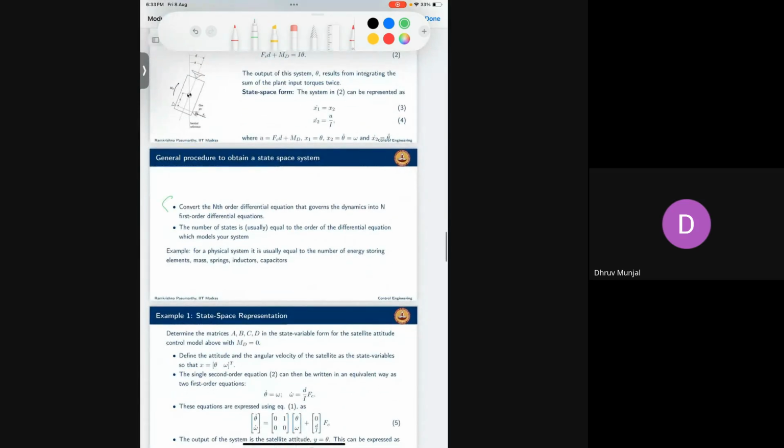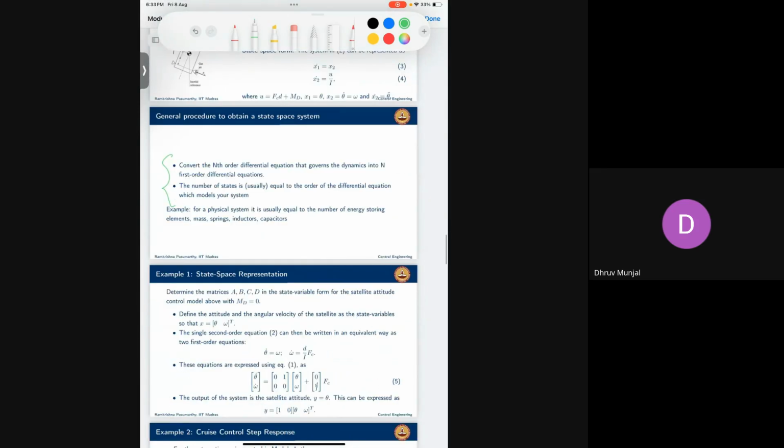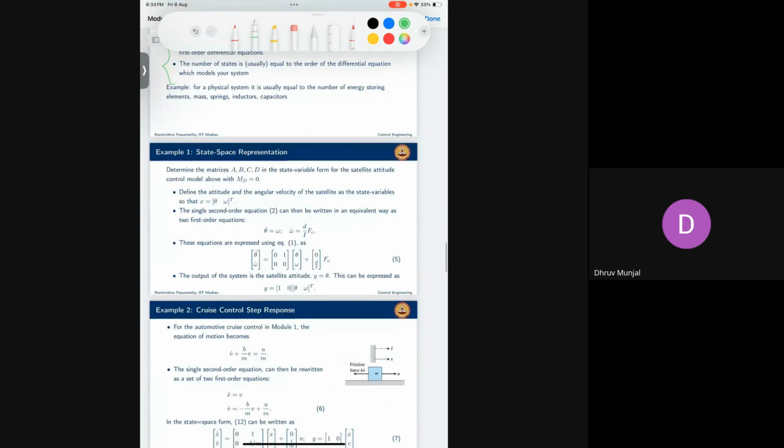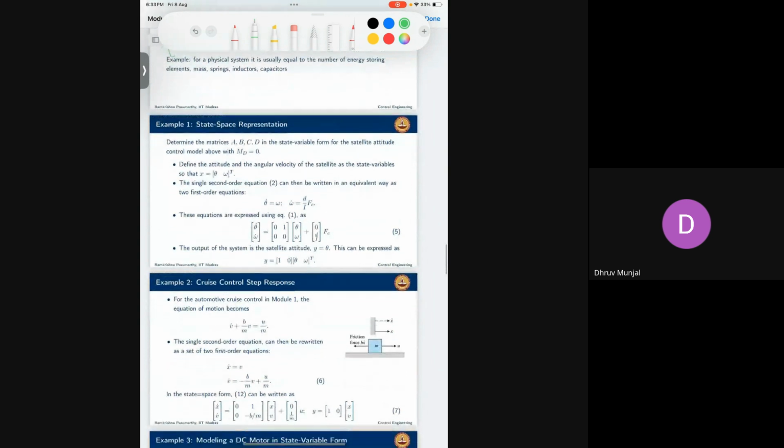Yeah, the general procedure to obtain a state space representation, as we discussed earlier. These are some example systems they have given. This one has two states, the attitude and angular velocity of the satellite, theta and omega. This is the relationship between the system states and the input and output of the system, if the force F_c is the input. That's how we represent the input output relationship.